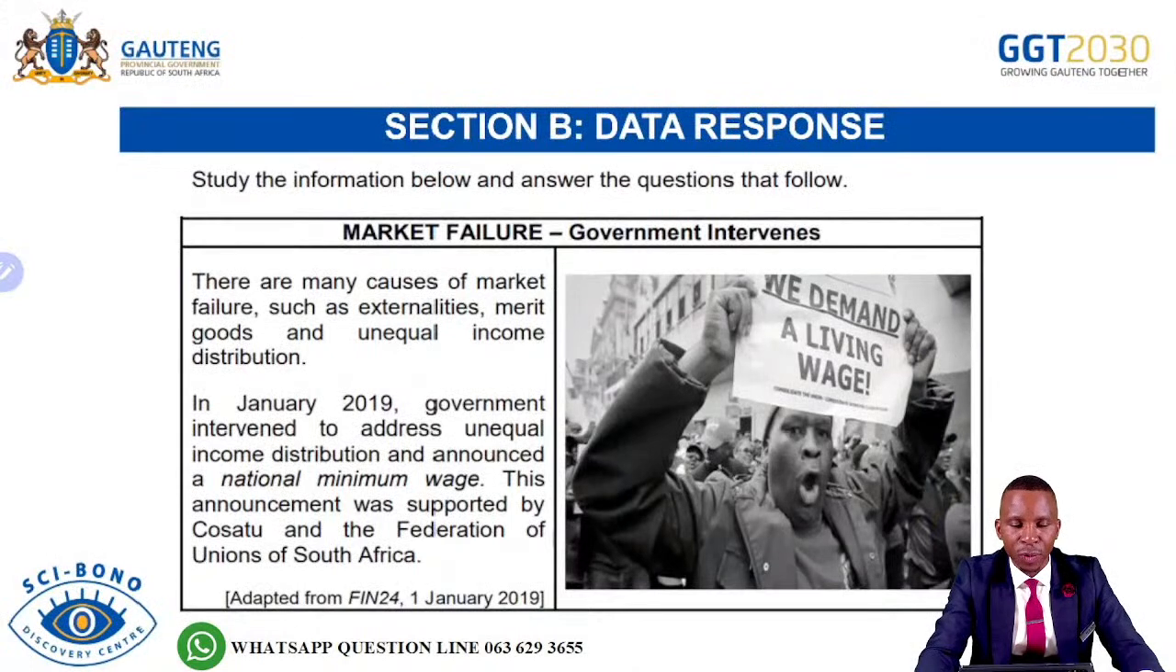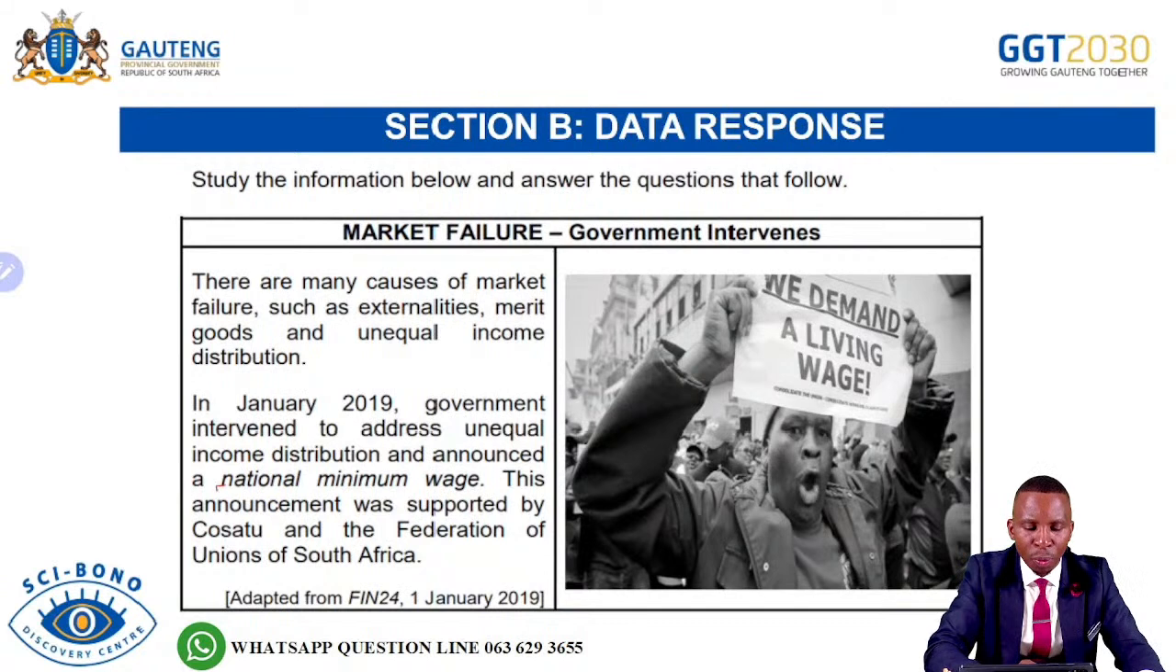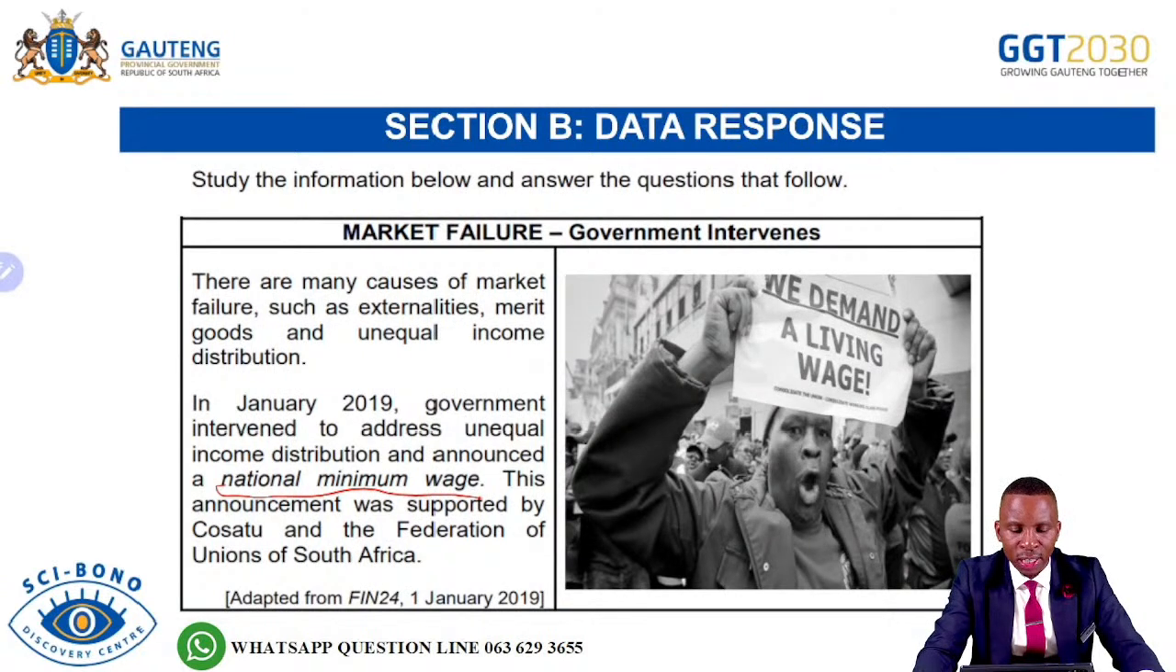Another data response. So here we are given the market failure. The government intervenes. We demand a living wage. So there's a data response here, an extract to be read from January 2019. There are many causes of market failure, such as externalities, merit goods, and unequal income distribution. In January 2019, government intervened to address unequal income distribution and announced a national minimum wage. This announcement was supported by COSATU and the Federation of Unions of South Africa. So this extract is more about the minimum wage.